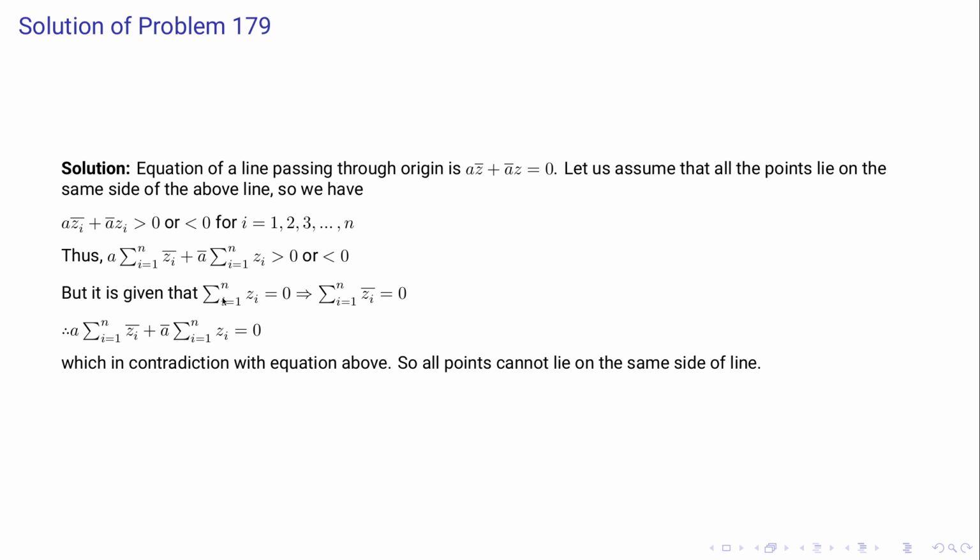But we are given that the summation of z_i is equal to 0 and the summation of z_i bar is equal to 0, because if the summation of z_i is 0, the summation of z bar will also be equal to 0. From this, we see that the sum over 1 to n would be 0. But from our assumption, we found that it is either greater than 0 or less than 0. That's why we have a contradiction in our assumption and the result. So all the points cannot lie on the same side of the line.